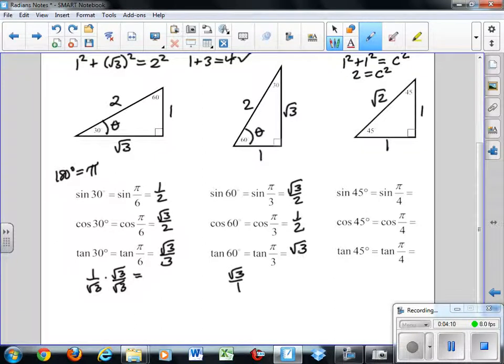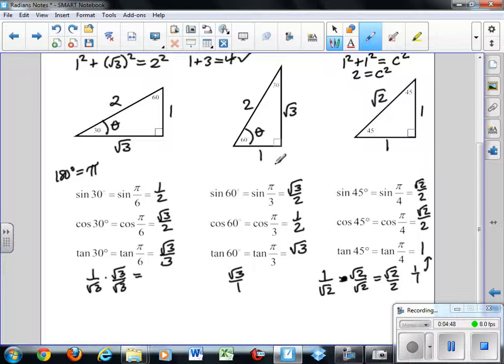Now looking at 45, opposite over hypotenuse and adjacent over hypotenuse are the same number. They're both 1 over the square root of 2. Remember, we can multiply that by square root of 2 over square root of 2, which gives us square root of 2 over 2. That is square root of 2 over 2 for both sine and cosine. Tangent is 1 over 1, which is just 1. Okay, so those are our trig ratios for our special angles. So tangent of pi over 4 is 1.